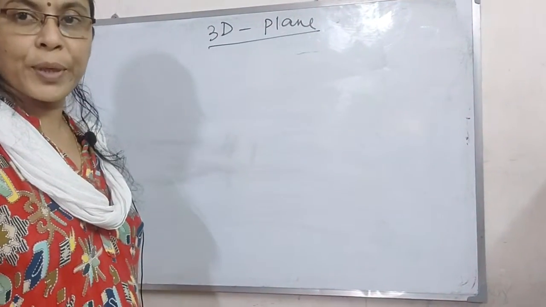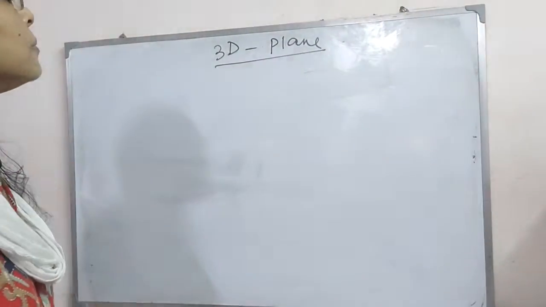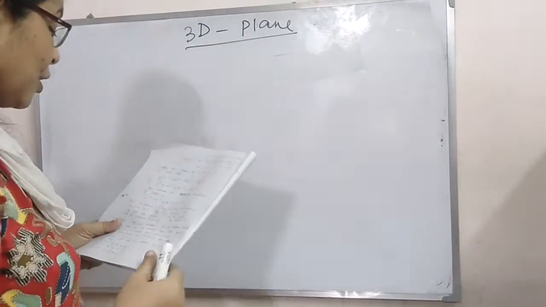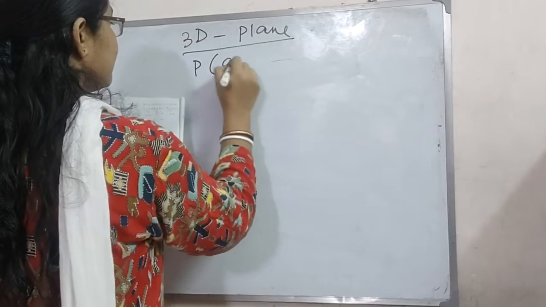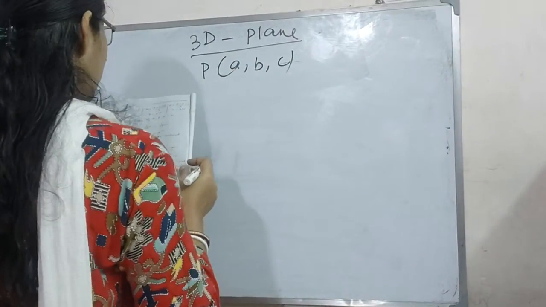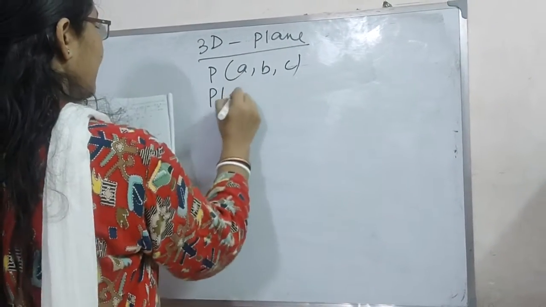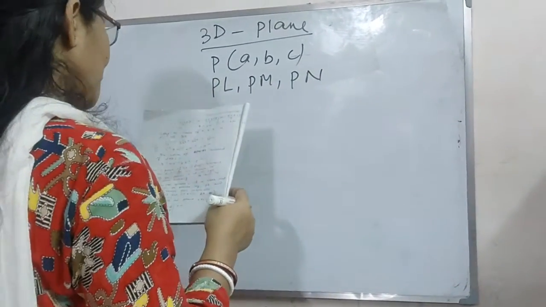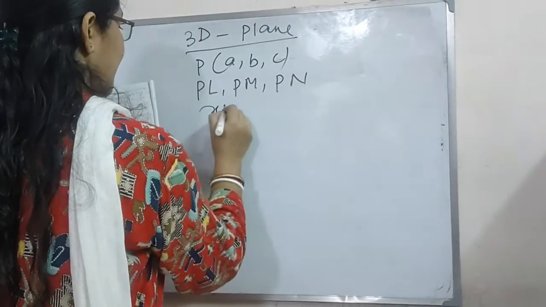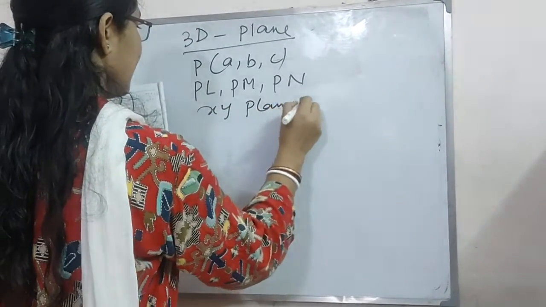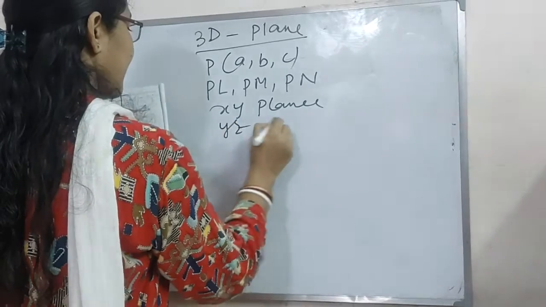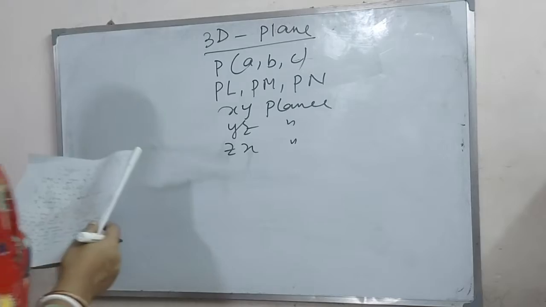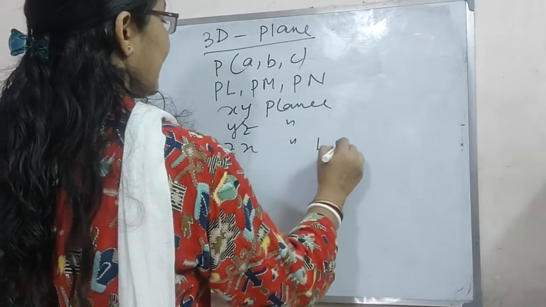Hello students of class 12, this is the continuation video of 3D plane. Here, from a point P(a, b, c), perpendiculars PL, PM and PN are drawn to the XY plane, YZ plane and ZX plane. Find the equation of the plane passing through L, M, N.